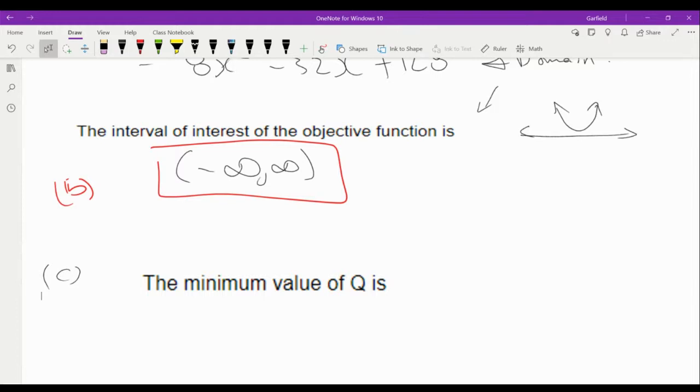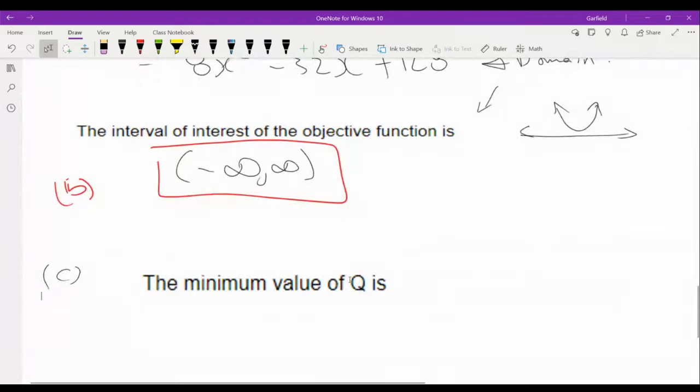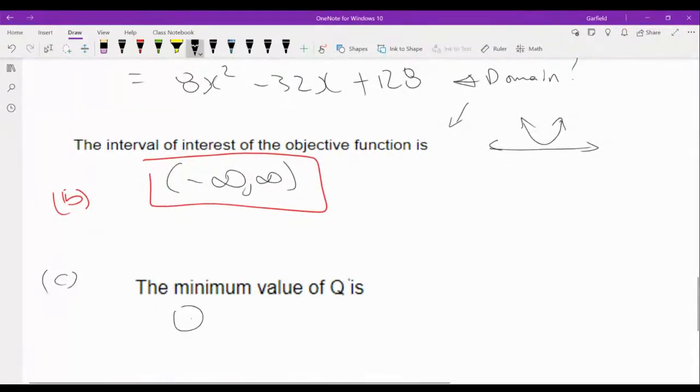And how do we find those critical numbers, Jenny? You find the derivative. So we find the derivative. All right, so every time you see maximum, minimum, we're looking for the derivative to find critical numbers, right? And our function is here, so what is that? 8x squared. So our Q is equal to 8x squared minus 32x plus 128.